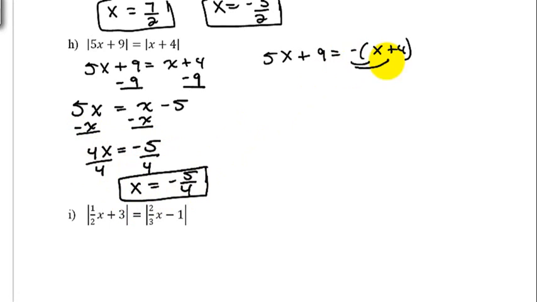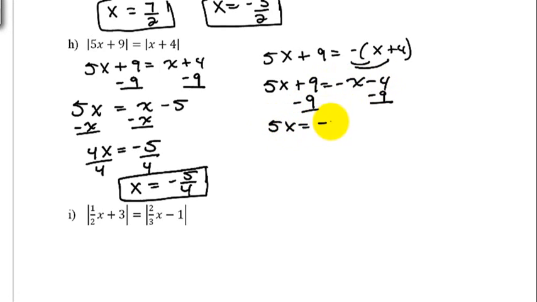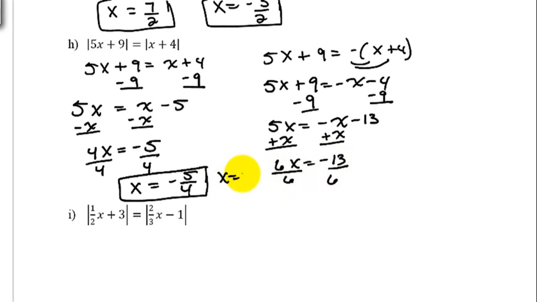Here I need to distribute this negative sign first. That gives me 5x plus 9 equals -x minus 4. And do the same thing as we did before. Subtract the 9 from both sides. We get 5x equals -x minus 13. Now because this is -x, we have to add x to both sides. We get 6x equals -13, and then divide both sides by 6. And that gives us x equals -13/6.